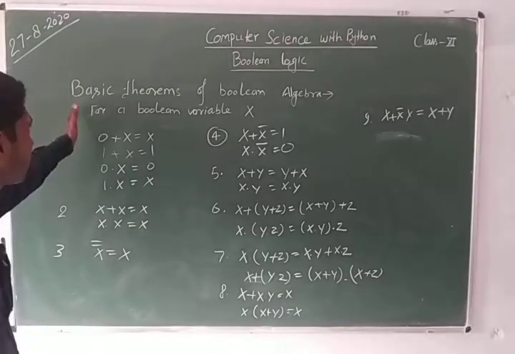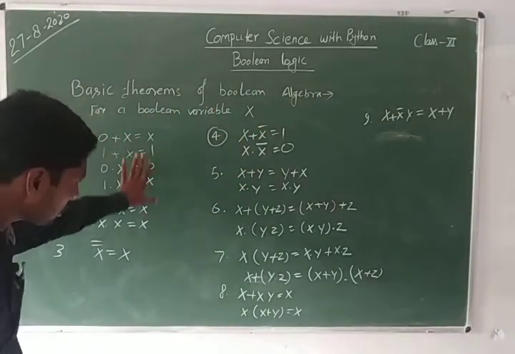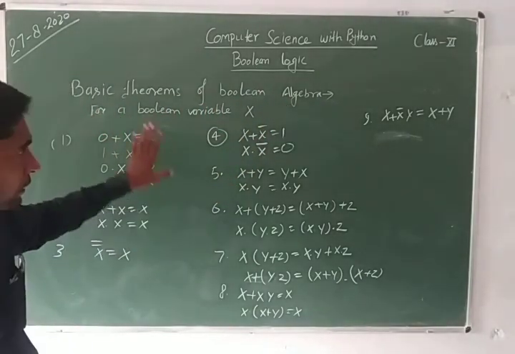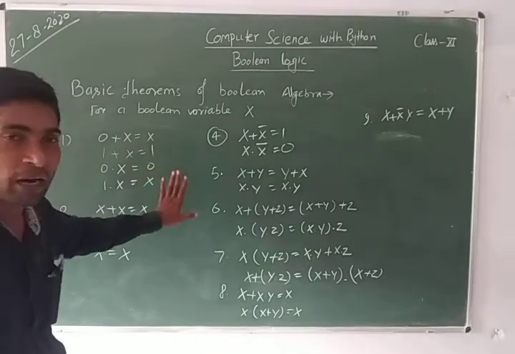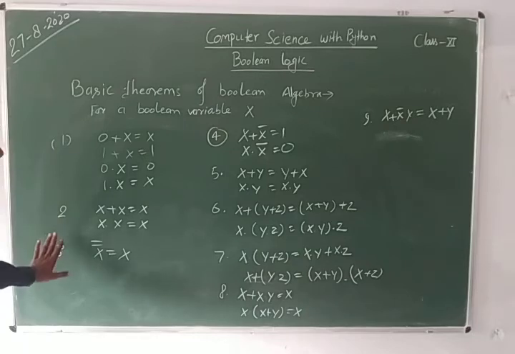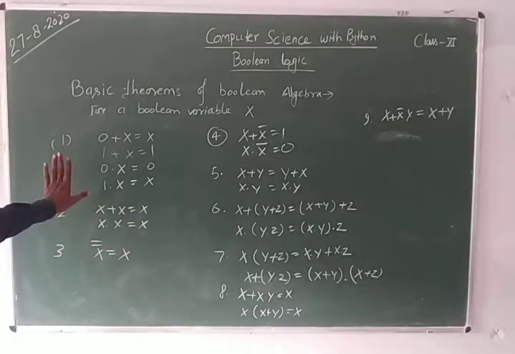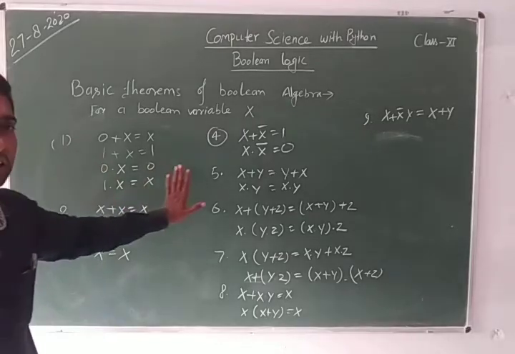Students, these are the basic theorems of Boolean algebra. These theorems can be proved with the help of basic postulates and truth table. I wrote for you, there are 9 basic theorems. You need to remember all these theorems.